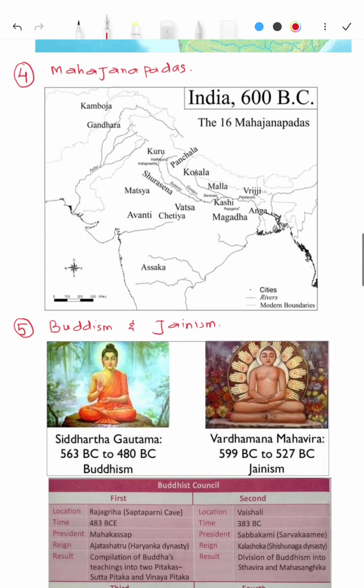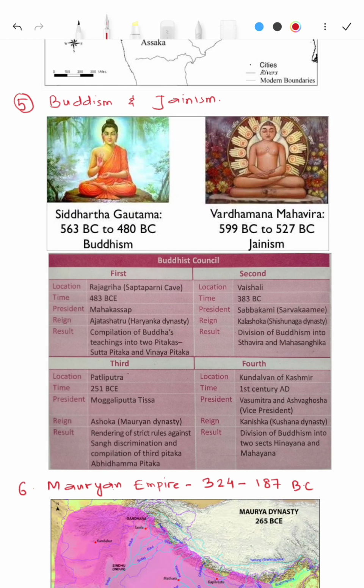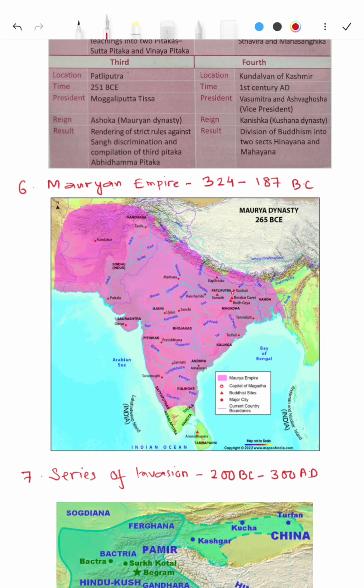And in this fifth section, you will see Buddhism and Jainism. They are contemporary of Mahajanapadas. And the four Buddhist councils are another important area of SSC. Then coming to the dynasty period, that is number 6, the Mauryan Empire, starting from 324 to 187 BC. And you can see the map here.